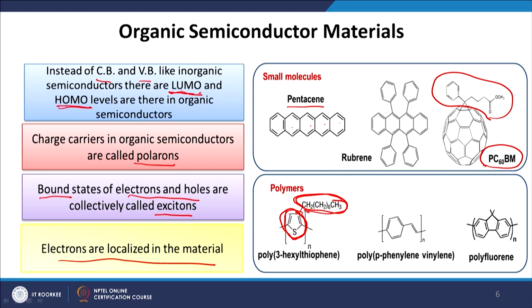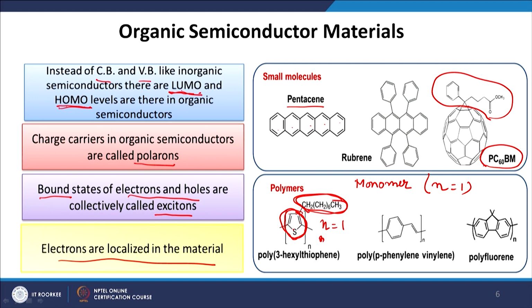Now, if we put too many of them together, then to write the formula, I put a bracket and then I put the sign N, where N is a large number. Then this kind of compound is called poly 3-hexyl thiophene. Depending upon the value of N, let us say if N is equal to 1, then it corresponds to only one repeating unit of this structure, that we call a monomer, where N is equal to 1.